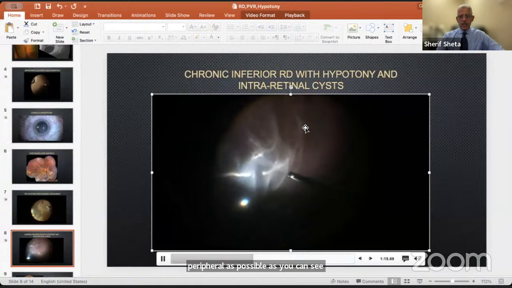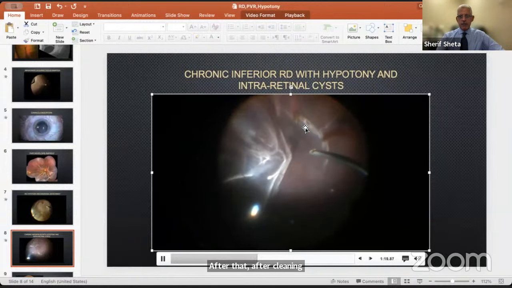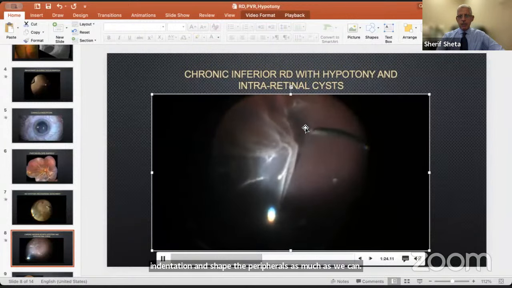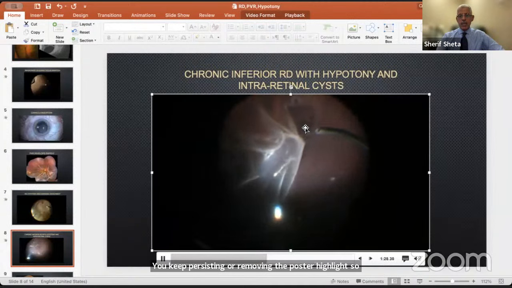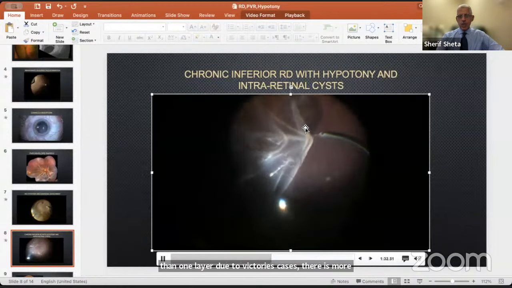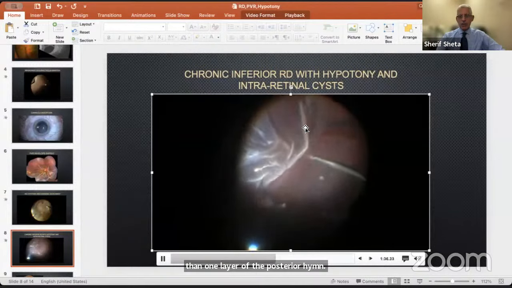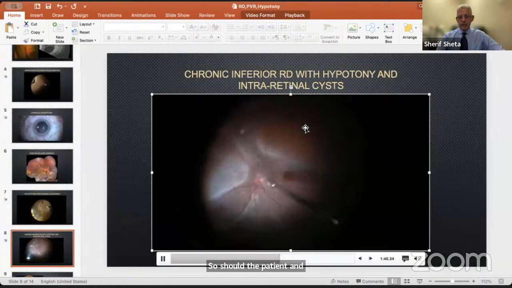After cleaning the vitreous, we do scleral indentation and shave the peripheral vitreous as much as we can. You keep persisting in removing the posterior hyaloid, because sometimes there is more than one layer of the posterior hyaloid. So you should be patient and keep removing the layers of the posterior hyaloid till the retina gets freely mobile. After that, we inject the perfluorocarbon, as you can see.